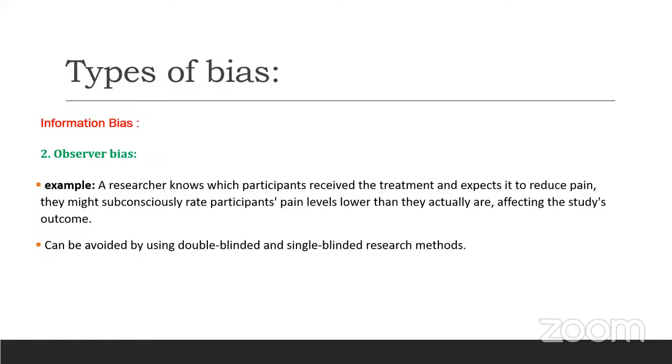An example of observer bias: the researcher knows which participant received the treatment and expects it to reduce pain. They may subconsciously rate participants' pain level lower than it actually is, affecting the study's outcome. This can be avoided by using double-blinded and single-blinded research methods.